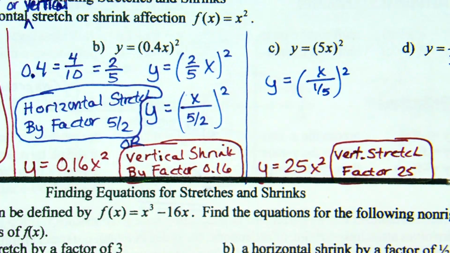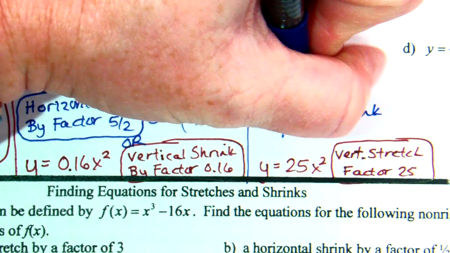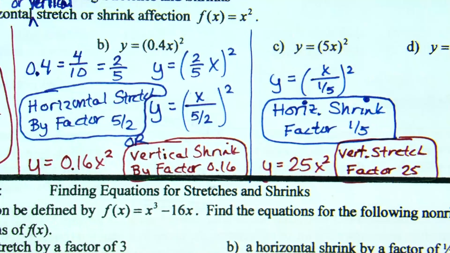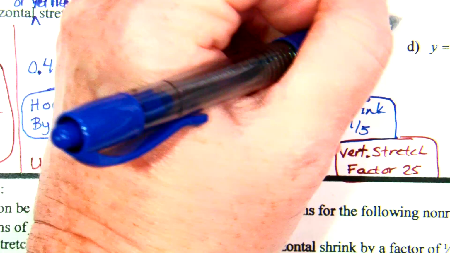If we look at that, x divided by 1/5, I've got x divided by a number, so that takes us into the horizontal ballpark. Horizontal what? Shrink by a factor of 1/5, because it's smaller than 1, yes. So horizontal shrink by a factor of 1/5. Okay. And again, makes sense, right? Vertical stretch means you're pulling something taller. And as you pull something taller, ideally it's going to shrink it horizontally because it's going to become skinnier.